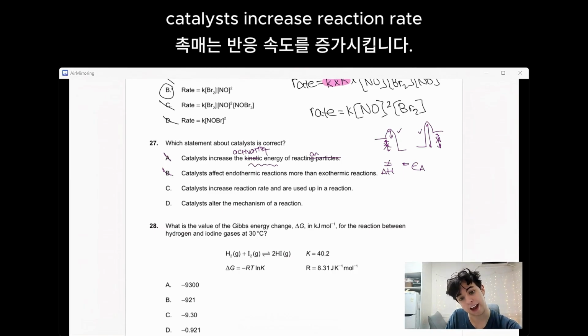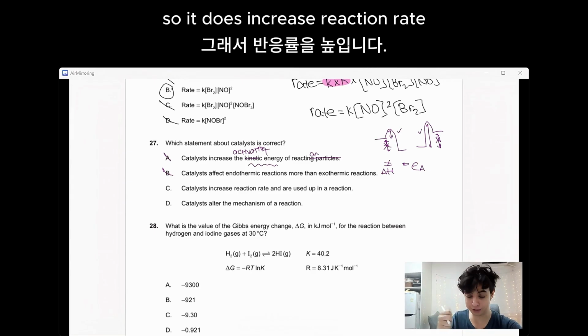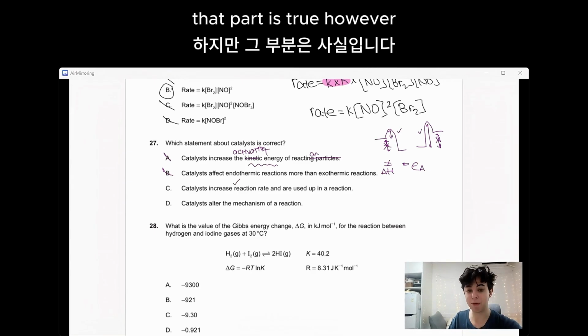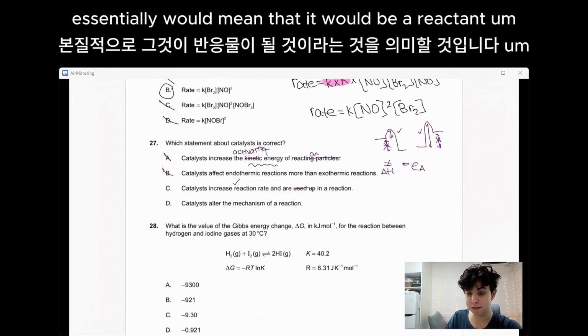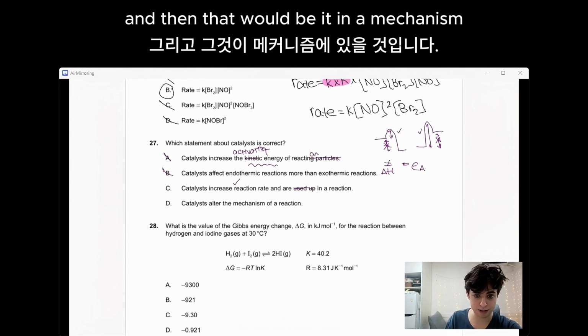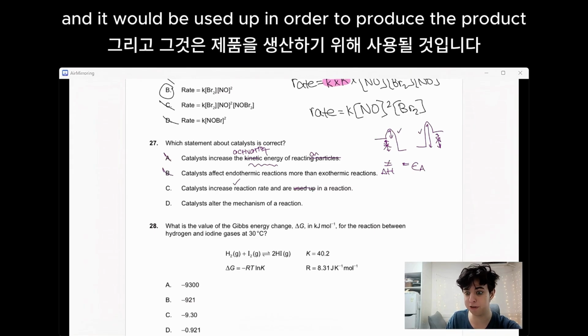Okay, and so C: catalysts increase reaction rate and are used up in a reaction. So it does increase reaction rate. That part is true. However, they are not used up in a reaction. Used up essentially would mean that it would be a reactant, and then that would be it in a mechanism. It would only be a reactant and it would be used up in order to produce the product.